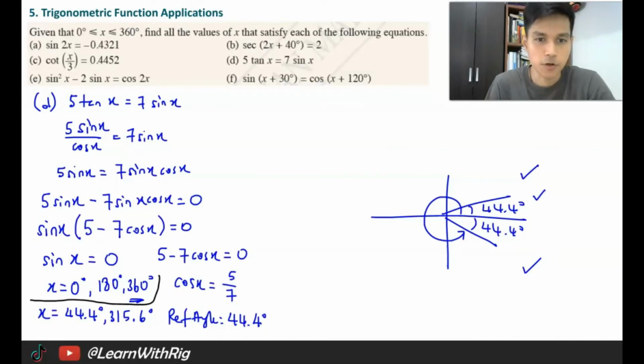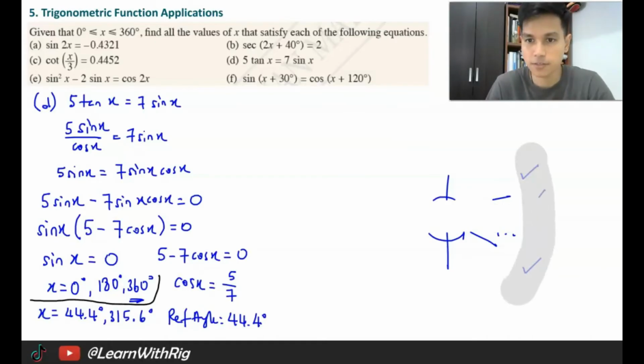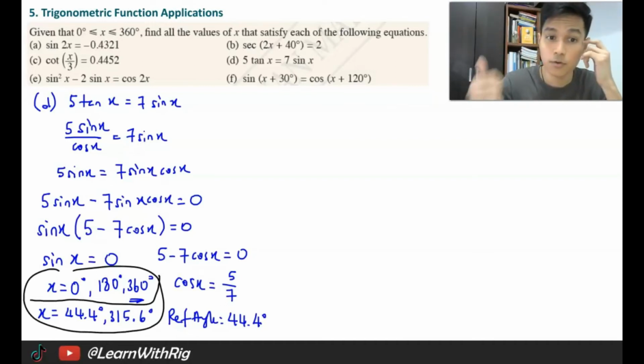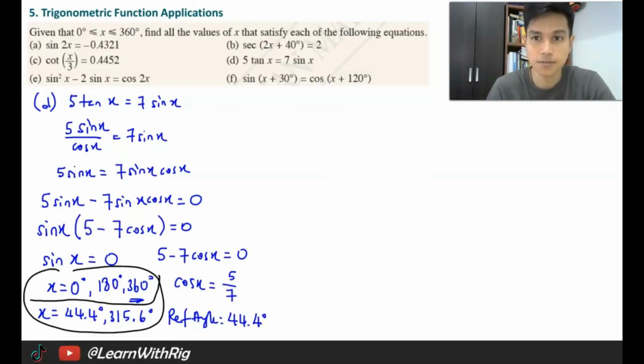So in other words, how many answers do you have? You should have 5 answers. So if the question asks what's the x value, these are all the x values. X should be equal to 0, 44.4, 180, 315.6 and also 360. Clear? So this is how you solve it.